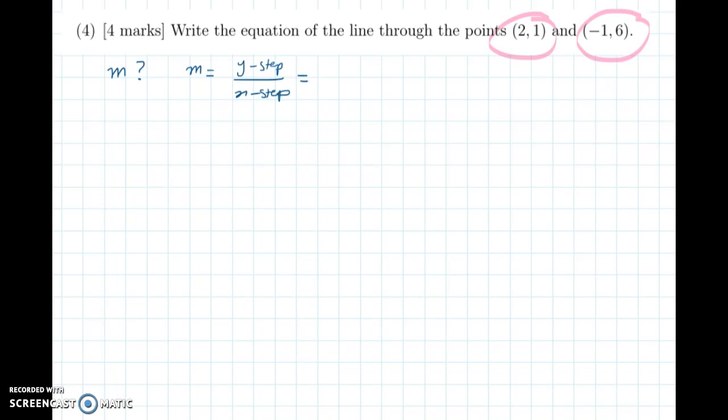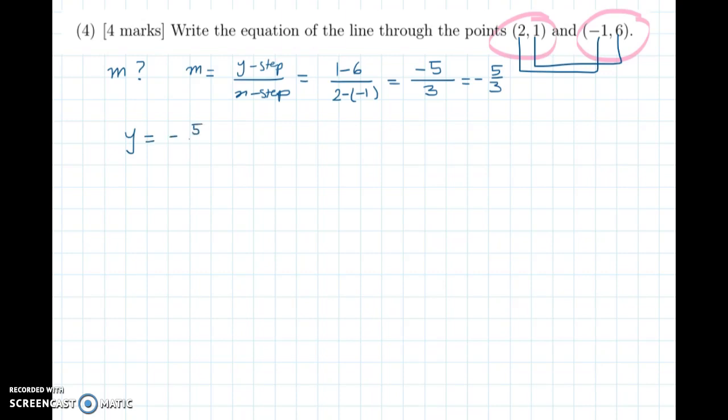So that means that we have to look at the difference between the y coordinates, so between 1 and 6, 1 minus 6, and divided by the difference between the x coordinates, so between 2 and negative 1, 2 minus negative 1. So this is negative 5 on the numerator and 3 in the denominator. So we can write negative 5 over 3. So that is the slope of the line we want to write the equation of. So far we know that y is going to be negative 5 over 3 x plus some number b.